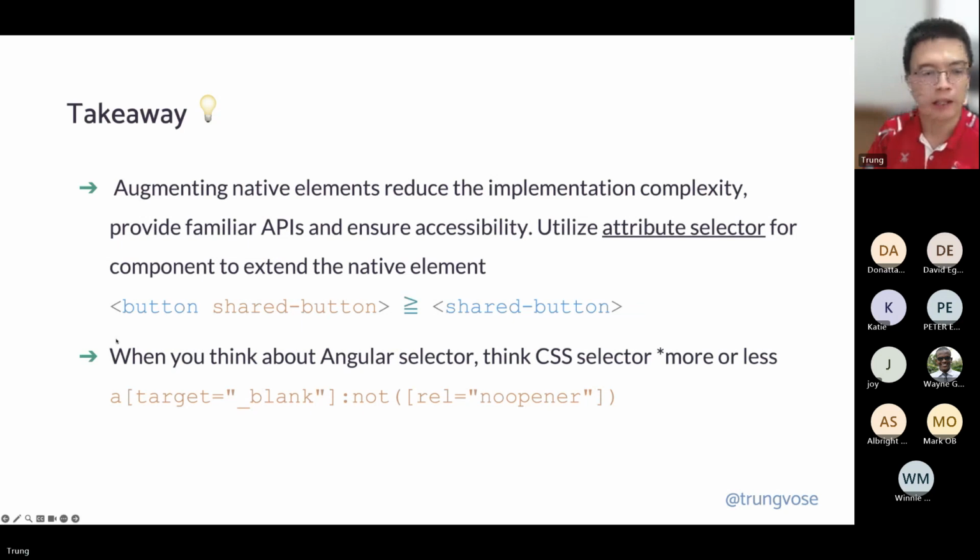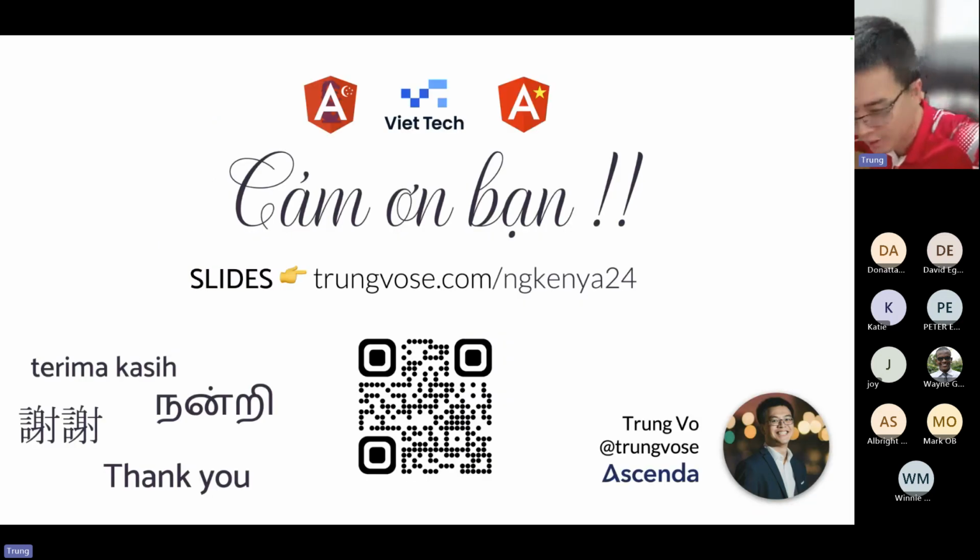And the second one is, when you think about the Angular selector, you can think about it as like a CSS selector. It could be very sophisticated, like this, where A has target blank but doesn't have something. Or what we saw before, the form, which doesn't have this attribute or that attribute, and then it's going to apply an additional kind of functionality. So those are the two takeaways for today.